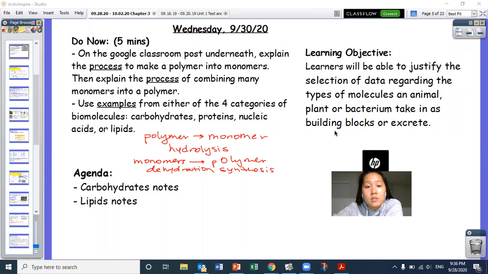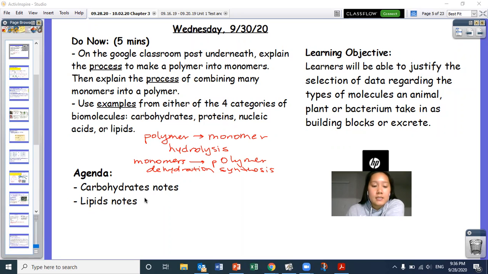You can use carbohydrates, proteins, nucleic acids, or lipids, and talk about breaking their polymers into monomers and building their polymers out of monomers. So use the vocabulary words from the table you saw in the last set of notes where they listed the monomers and polymer names of these categories.